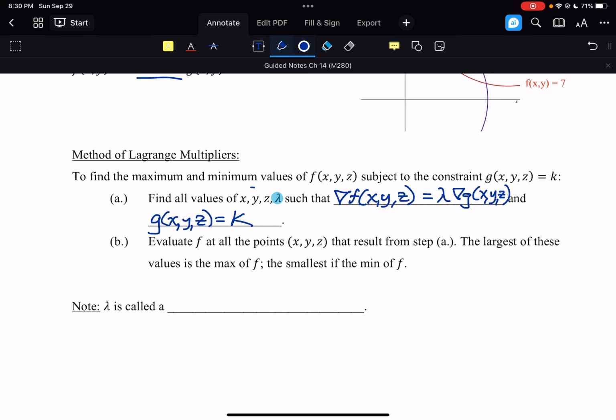Okay, so in other words, we're looking for ordered triples, x, y, z. And then once we have those, we're going to evaluate f at all of the points that we found. The largest is the max, the smallest is the min. So it's more similar to the idea of working with the absolute extrema that we saw in the previous section. Lambda is called a Lagrange multiplier.